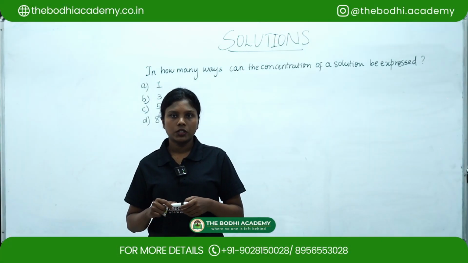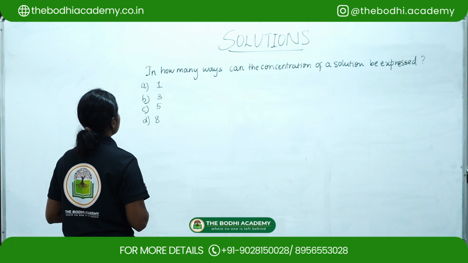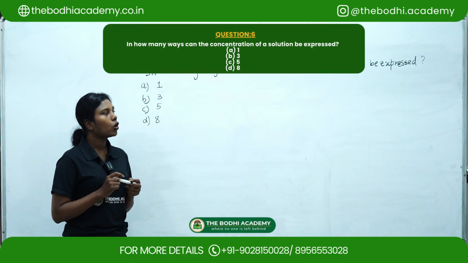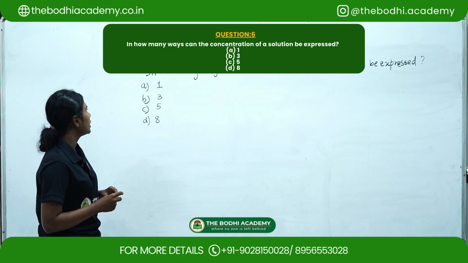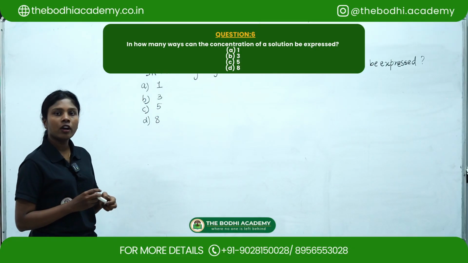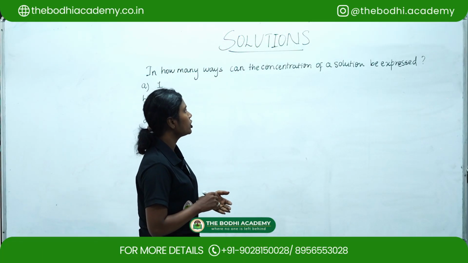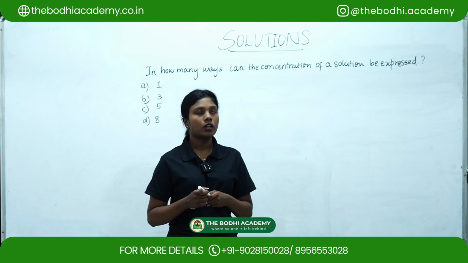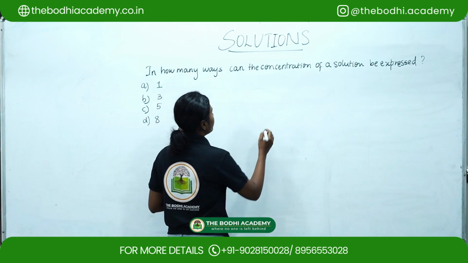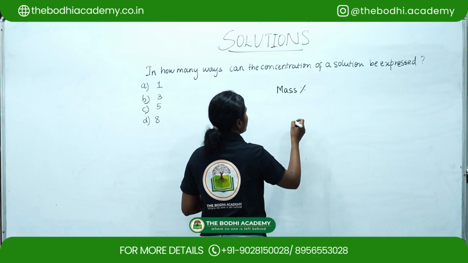Now moving to the next question, we have a MCQ that asks us, in how many ways can the concentration of a solution be expressed? And the options given are 1, 3, 5 or 8. So we'll start by jotting down what are the different ways in which we can define the concentration of any given solution. Okay. So to start with, first we have mass percentage. Okay, so that is one.